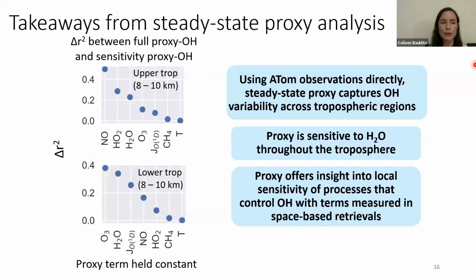Okay, and so my takeaways so far from the steady state proxy analysis are that using the ATOM observations directly, we can capture OH variability across several tropospheric regions. We find that the proxy seems to be sensitive to water vapor throughout the troposphere, even as far as into the upper troposphere. And then beyond that, the proxy can offer us insight into the local sensitivity of processes that control OH with terms that are generally measured in space-based retrievals. And so that could be a nice future application of this work.